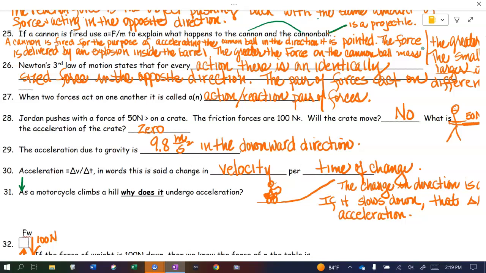Let's say, we'll use some English units, pounds. Let's say with 100 pounds. Well, the chair pushes back up at you with a force of 100 pounds. All right? But one force is on the chair, and the force up is on the person's rear as they're sitting. Okay, so when two forces act on one another, it's called an action-reaction pair of forces, and this is Newton's third law.